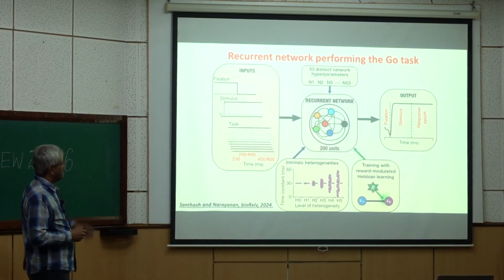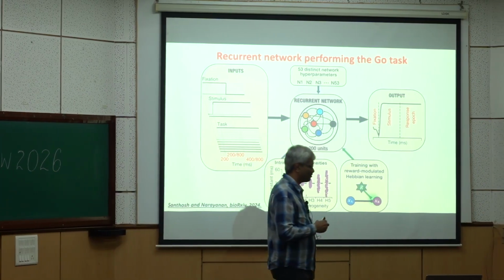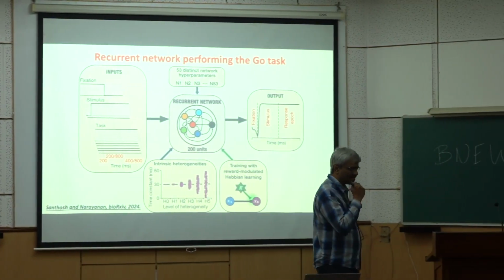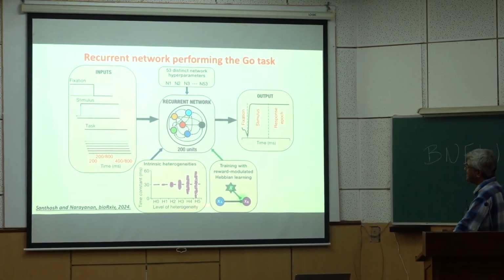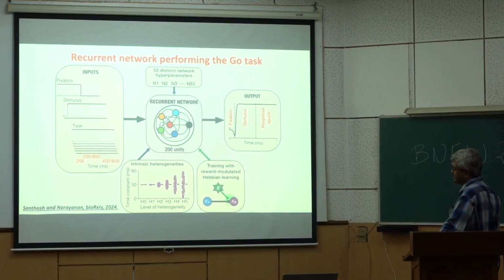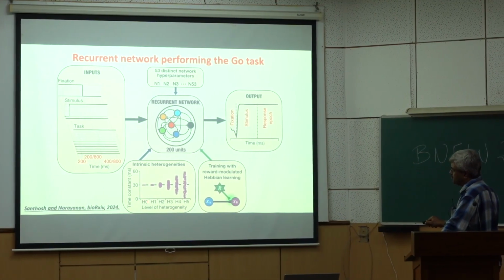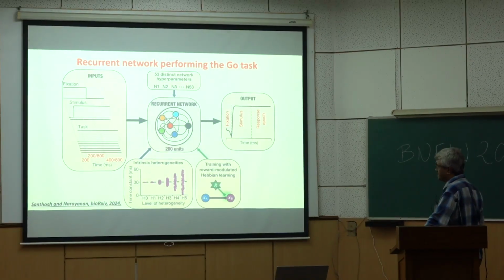So this is the framework that she used. She did not just use one particular network. She used 53 networks in this case, each of them with 5 different levels of heterogeneities. In this case, intrinsic heterogeneities are shown over here. So that's the homogeneous network, and you have the time constants increasing across the different levels of heterogeneities.